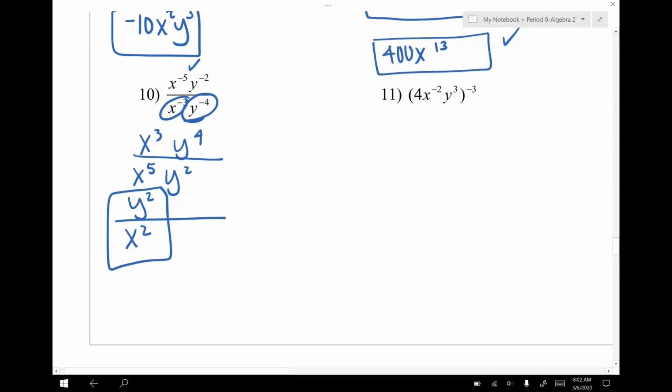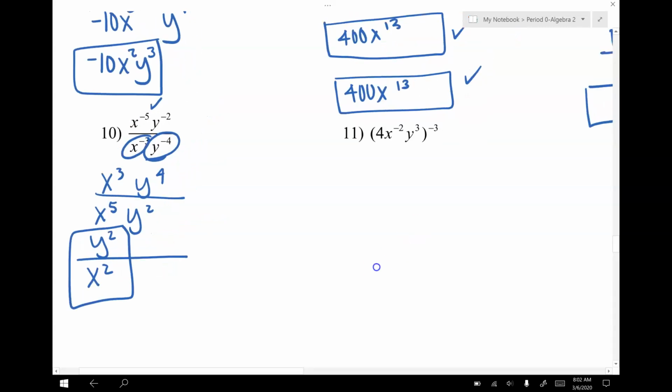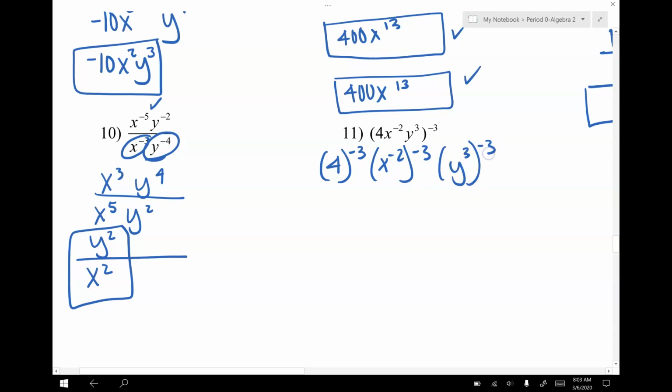All right, next. Here we go. You have it to the negative 3 power. You do the same thing. You go 4 to the negative 3 power, then x to the negative 2 to the negative 3 power, y to the positive 3 to the negative 3 power. Well, let's make them all positive. How do we move so that way 4 to the negative 3 is now positive power? Okay, so this is now 4 to the positive 3. Would you guys all agree with that?